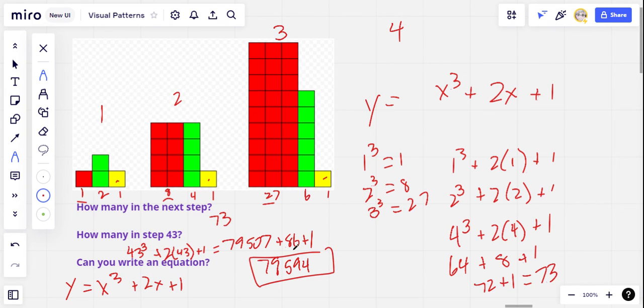So how did you do on that one? Did you notice the pattern of the perfect cubes? If you did, you probably got all of this. If you didn't, I bet it was really, really difficult.